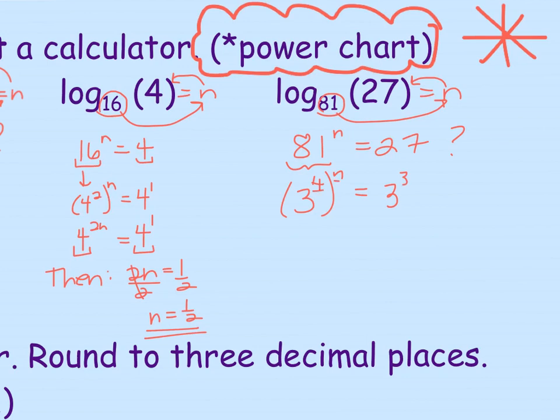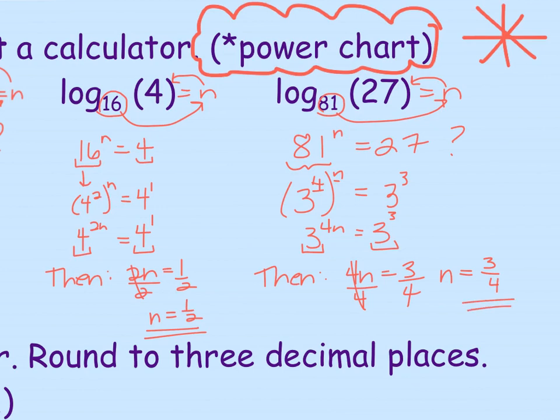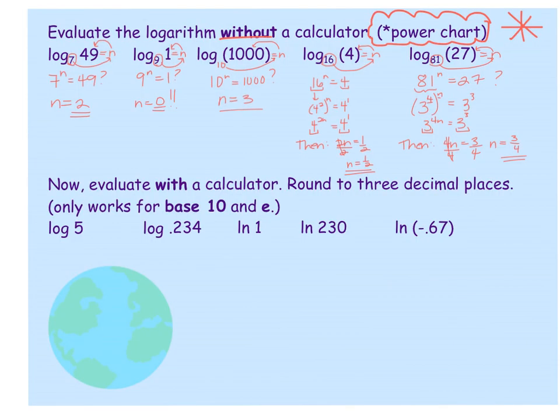So power to a power, we multiply. 3 to the 4n equals 3 to the 3rd. And again, if the bases are the same on each side, then the exponents would have to be the same as well if it's an equation. And now this should be pretty easy to get n by itself. We're just going to divide by 4. Therefore, n equals 3/4. 81 to the 3/4 power would equal 27.